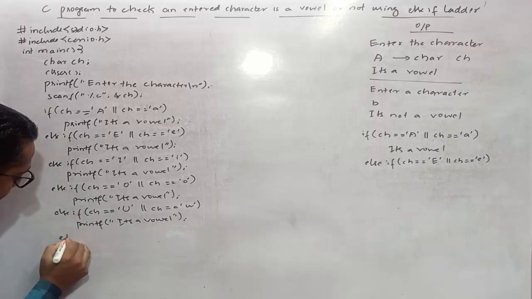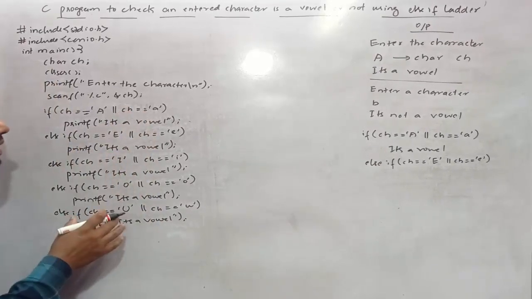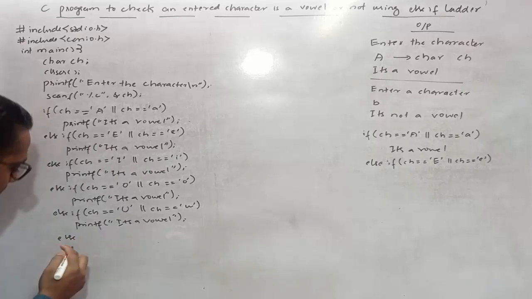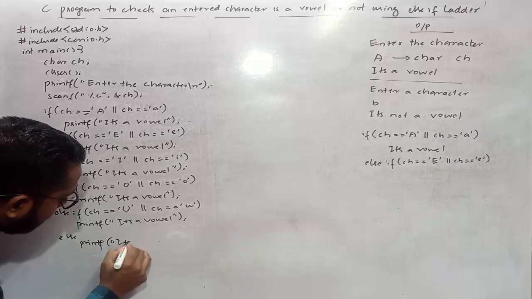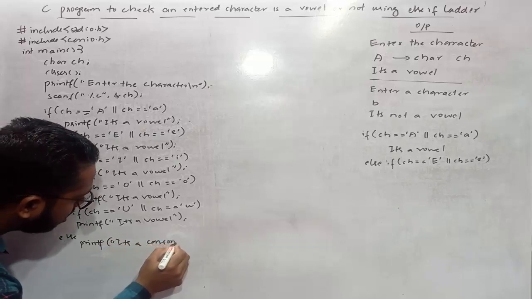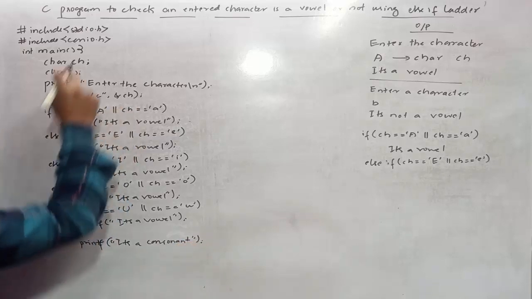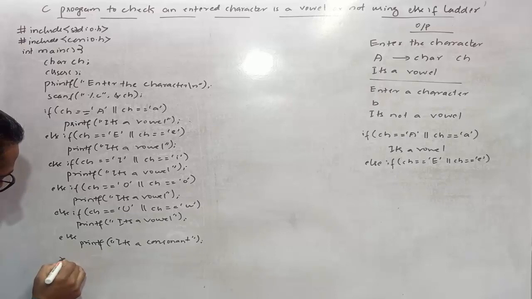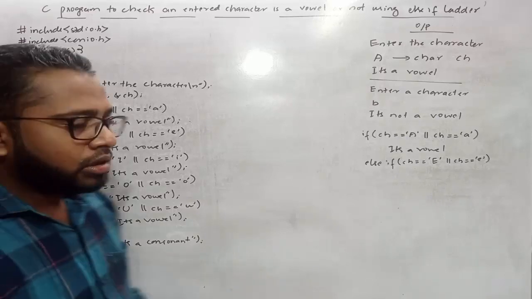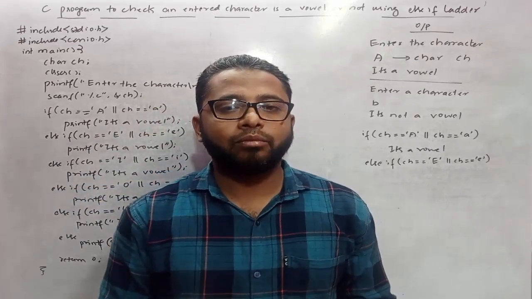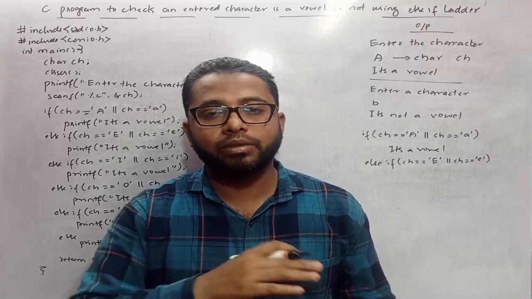Else, suppose the user didn't enter any of these letters, either uppercase or lowercase, then I will display printf, it's a consonant. Then I will first write return 0 and then I will close the main. So this is how you can write the program which checks whether an entered character is a vowel or a consonant using the else if ladder.